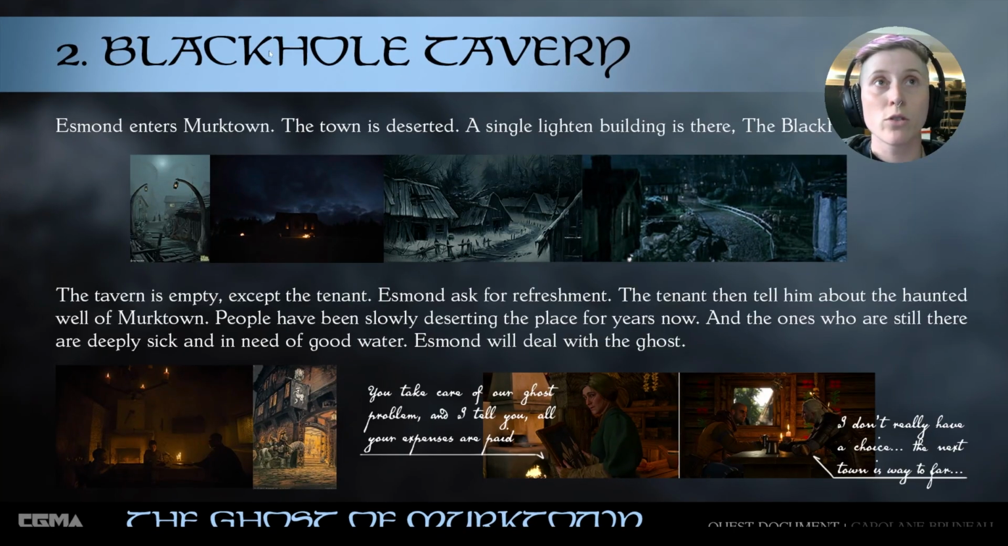After that, you need to go to the Black Hole Tavern. It's super easy to find because it's the only lit place. And then you will talk to the tavern tenant and ask for water, for a bed, and for food. The tenant will tell you that there is no water in this town for a while, and they have a ghost problem. You make a deal with the tenant that if you take care of the ghost, you have all expenses paid.